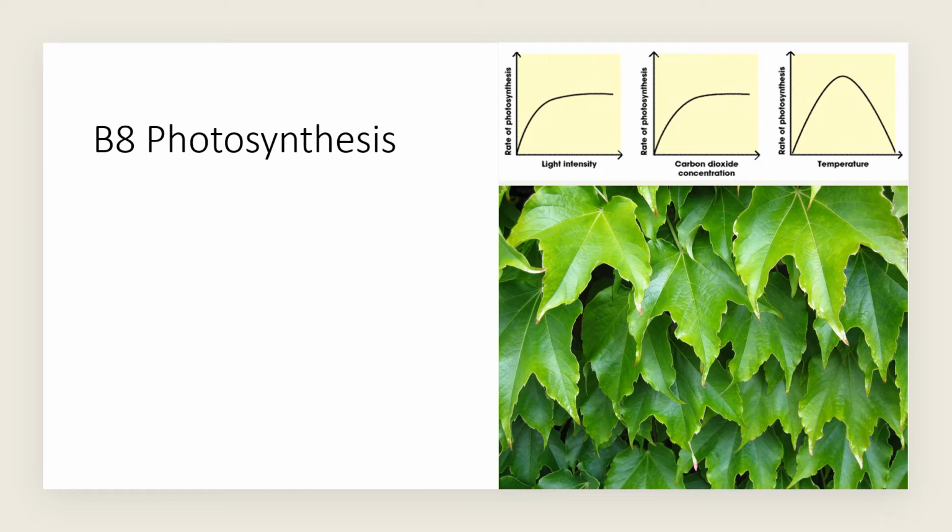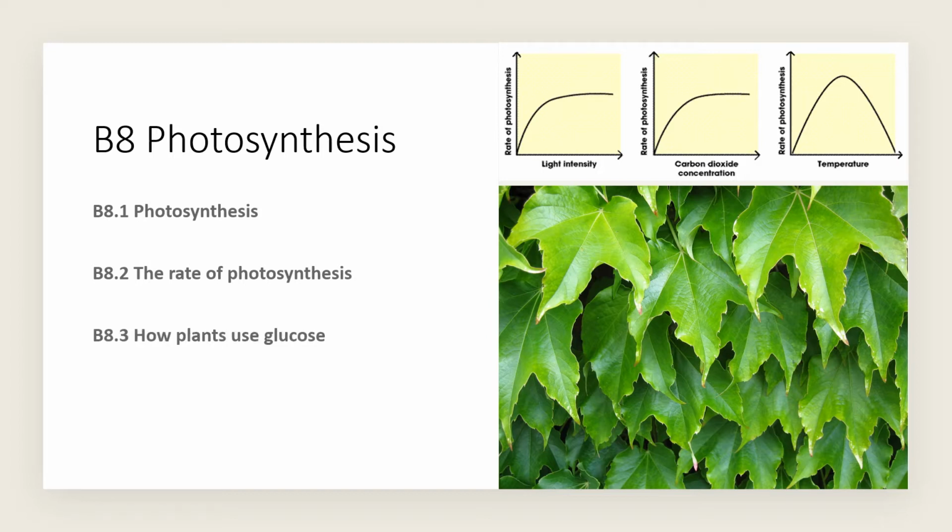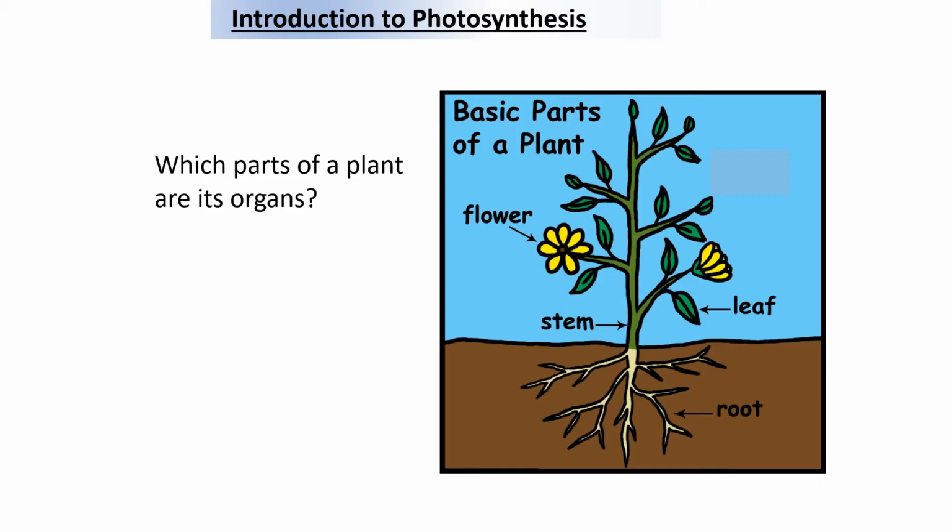In this unit, you will be able to learn photosynthesis in details, the rate of photosynthesis, and the factors that affect the rate of photosynthesis, how plants use glucose, and at the end, making the most of photosynthesis. Here, you're going to learn about mostly the photosynthesis. You will have 10 questions, multiple choice, for 15 minutes. Let's take a look in details.